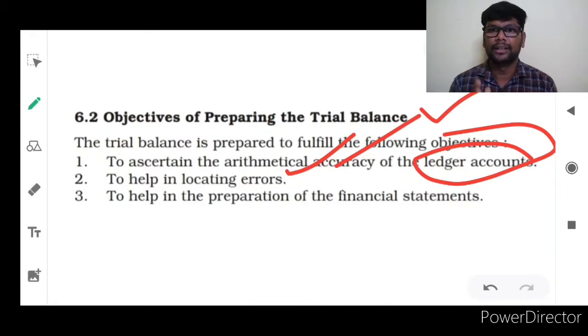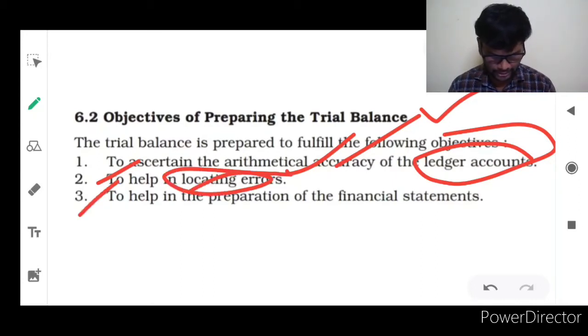A trial balance is a statement. It is useful to check the accuracy of the accounting system, not only for accuracy, and it is the base for preparing financial statements. At the same time, we can easily locate the errors where we left the mistakes. First, the objective of a trial balance is to ascertain the arithmetical accuracy of the ledger accounts, and the second is to help in locating errors, to see where the mistake was made and where errors occurred.